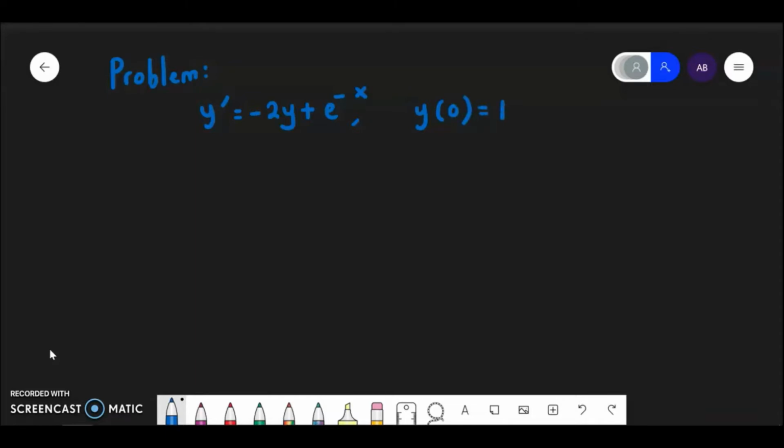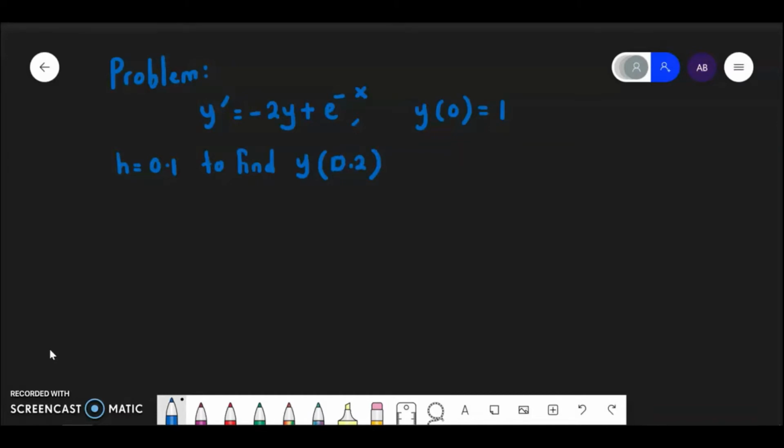Now we're going to solve this by using h equals 0.1 to find the value of y at x equals 0.2. Okay, so this is our problem here.